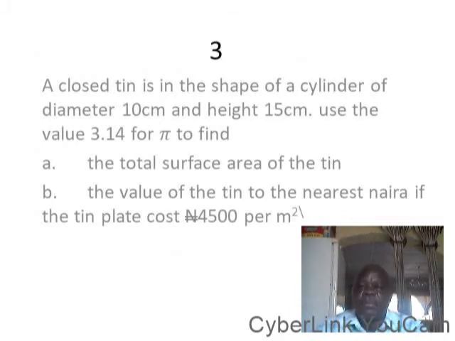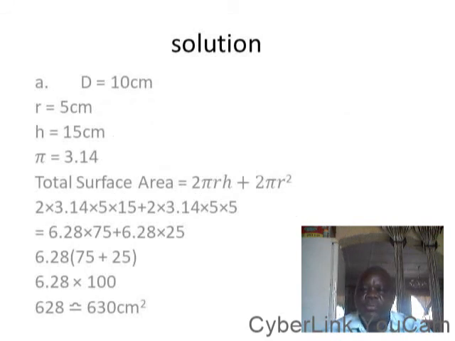A closed tin is in the shape of a cylinder of diameter 10 centimeter and height 15. Use pi for the value of 3.14. Find the total surface area of the tin. B. The value of the tin to the nearest naira if a tin plate costs 4,500 per meter square. Now let's go to the next slide for the solution.